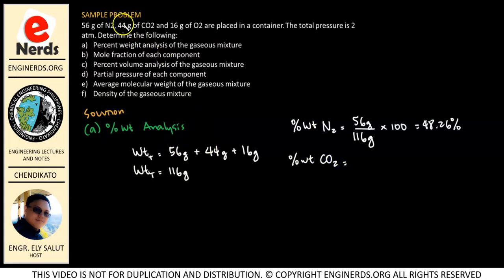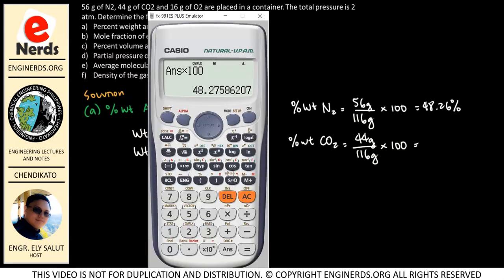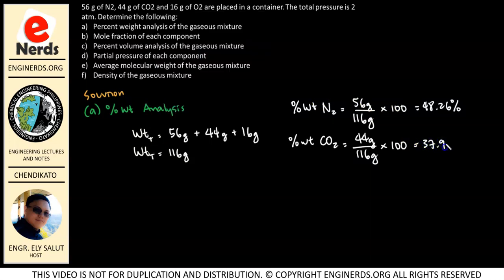So, ang weight ng ating carbon dioxide is 44 grams. So, we have 44 grams divided by 116 grams times 100. We have, calculator natin, 44 divided by 116 times 100. So, we have 37.93%. And then, finally, yung percent weight ng ating oxygen.